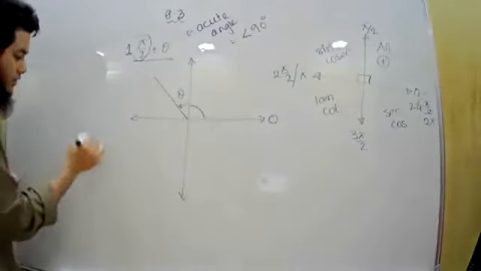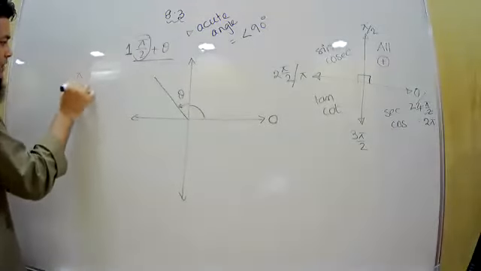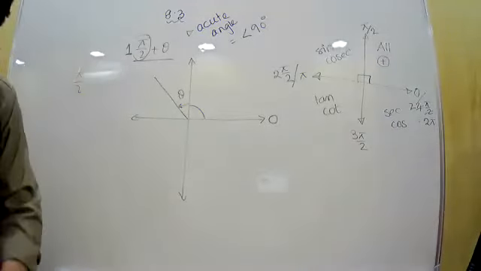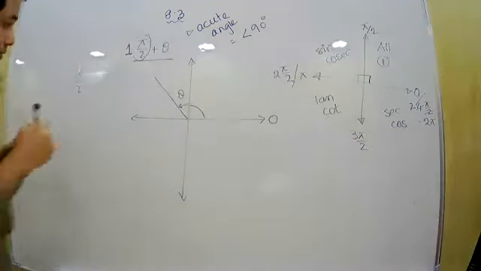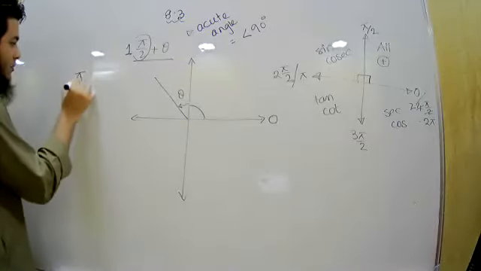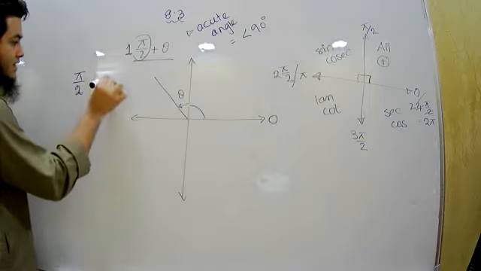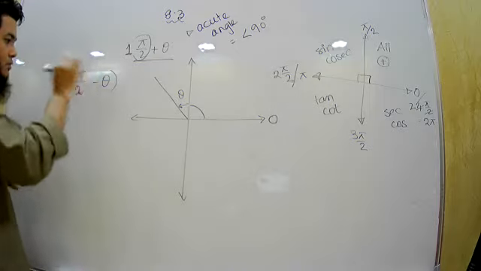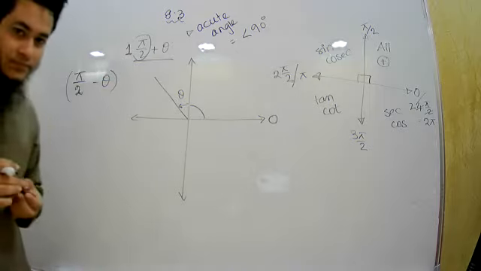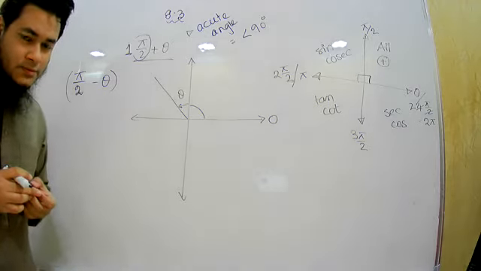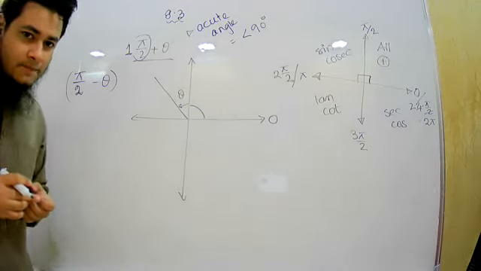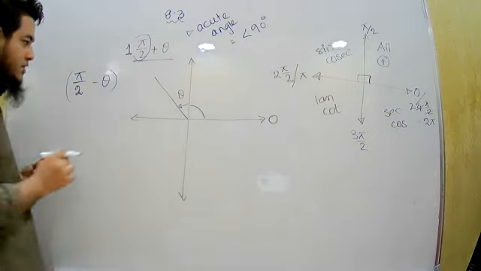Now let us talk about pi by 2. Wait a minute. Let us say the angle is now pi by 2 minus theta. Now can you tell me where this angle will be? Nahida? First quadrant. Okay, why first quadrant? Let us see.